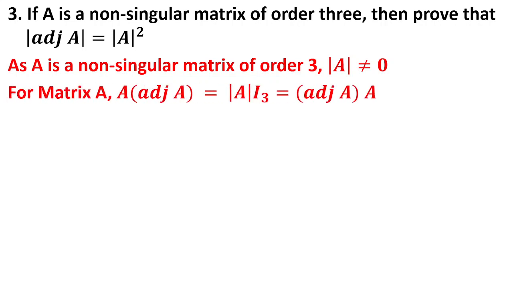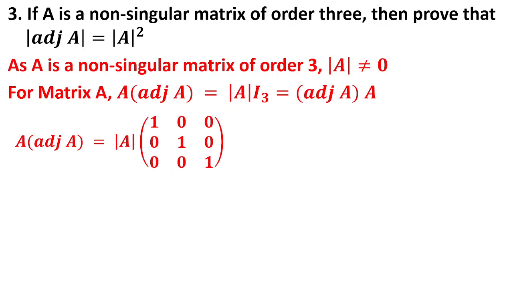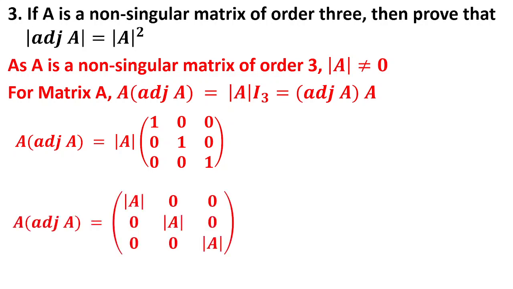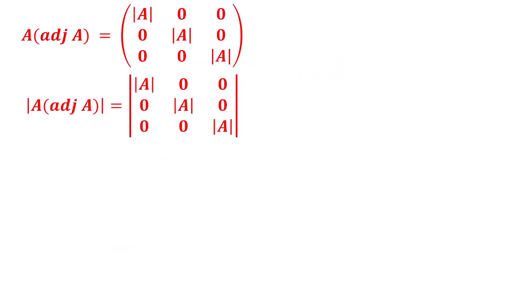Therefore, you are seeing that A into adjoint A is equal to adjoint A into A, which is determinant A into I3, by a property. Therefore, I have taken A into adjoint A as determinant A into I, that is 1 0 0, 0 1 0, 0 0 1. This determinant A is a scalar, I am bringing it inside. So it will become determinant A 0 0, 0 determinant A 0, 0 0 determinant A. Here I am taking the determinant A as a scalar, maybe any real number. Now I am finding the determinant of both the sides. Therefore, the determinant of A into adjoint A is equal to the determinant of the right hand side.